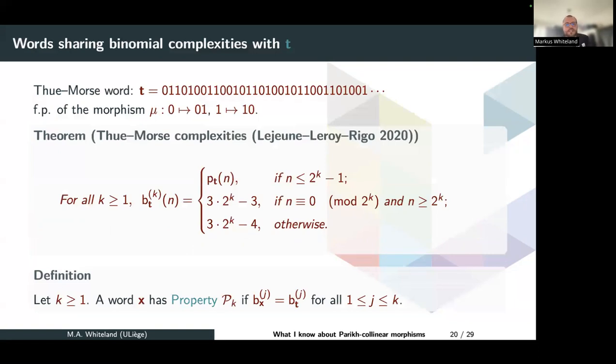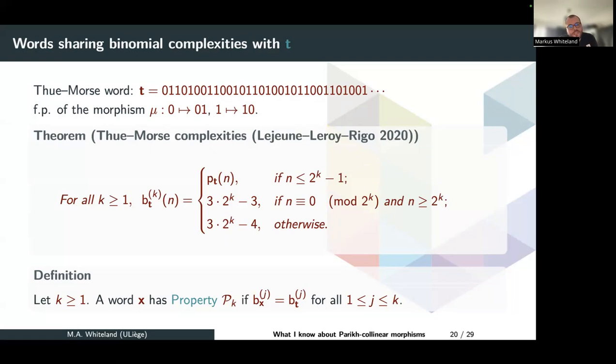Okay, so that covers the part about automaticity. Next, I'll be talking about what happens to binomial complexities when we map an infinite word with the Thue-Morse morphism. So recall that the k-binomial complexity functions are known exactly for the Thue-Morse word.